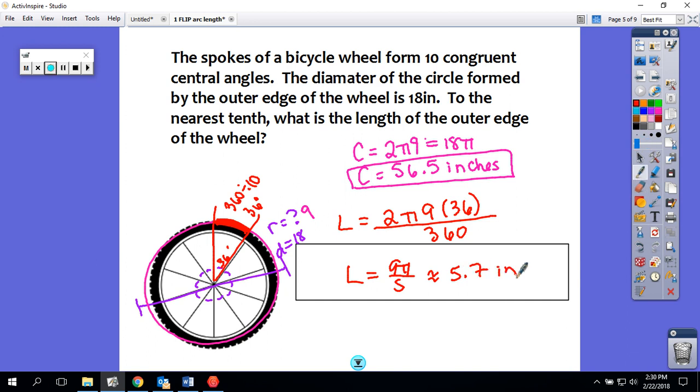inches. Now, you might have figured out that since this is divided into 10 equal parts, we could have also done the circumference divided by 10, and it would give us approximately the same thing. It's going to be a little bit off because of rounding, but it would have given us the same thing.